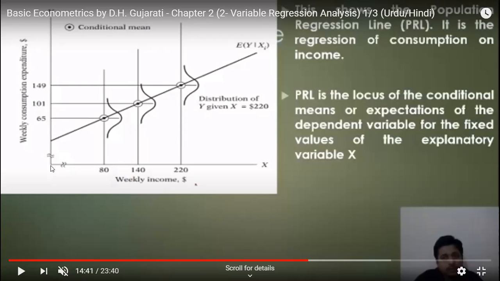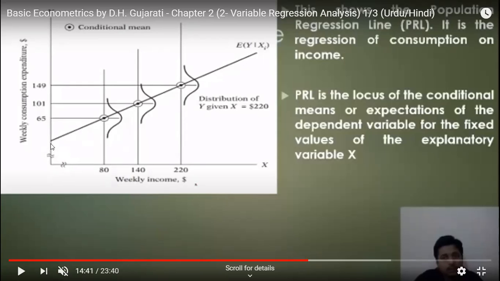This height? Is it also a conditional mean? Obviously, this line is all conditional mean. The height of this line is all conditional mean. So what is this height? This height is also conditional.